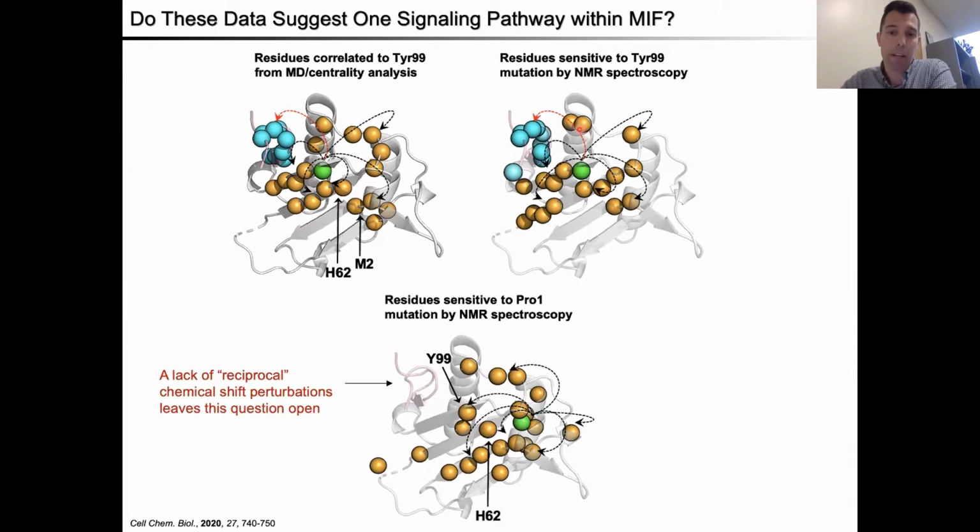If we look at NMR chemical shifts of the same tyrosine variants, the picture's essentially recapitulated. So what we observe is that NMR chemical shifts are felt at the N-terminus and the C-terminus and surrounding areas, suggesting again that perturbation of tyrosine 99 is propagated in a way that is felt by all of these regions of the protein. However, interestingly, if we make the same mutation at proline-1, we do not see the reciprocal chemical shift changes at the C-terminus, only at tyrosine 99.